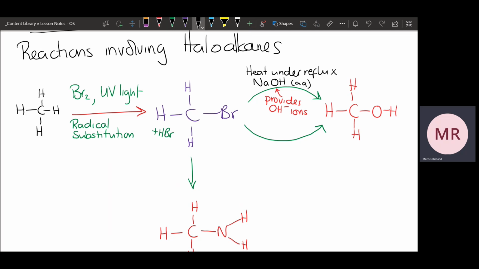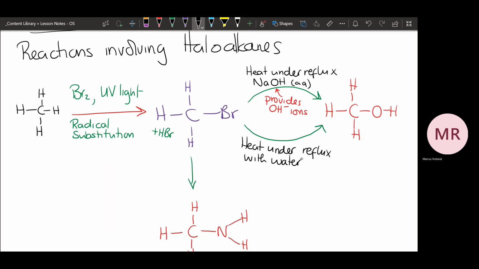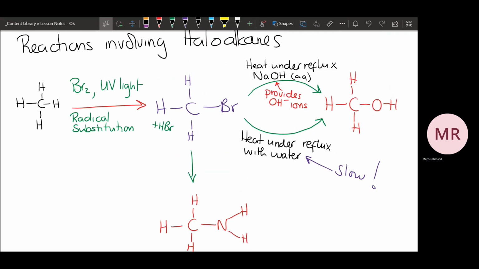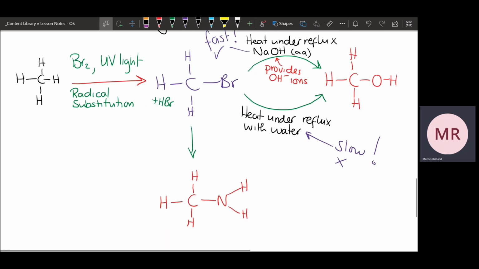The other way of doing it is heating under reflux with water, which can also supply the OH for the alcohol. But given a choice, this is slow and this one is much faster. So you tend not to do this and you do this. So sodium hydroxide is a much more useful way of turning a haloalkane into an alcohol.